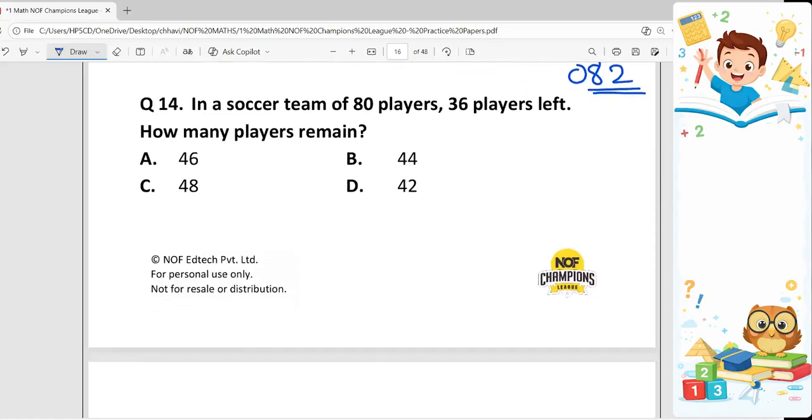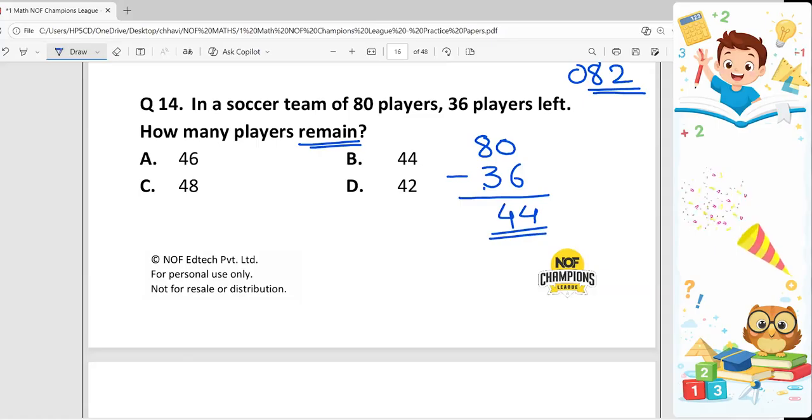14th. In a soccer team of 80 players, 36 players left. How many players remain? Now, soccer team of 80 players, 36 left. Now, what are they asking? They are asking how many remain. Means you have to subtract and find how many players are remaining. So, 80 minus 36. So, again, 10 minus 6 is 4 and 8 minus 4 is 4. So, answer is 44 and that is option B, the correct answer.